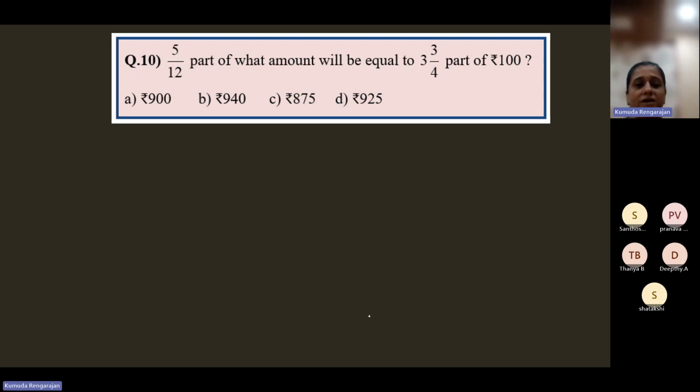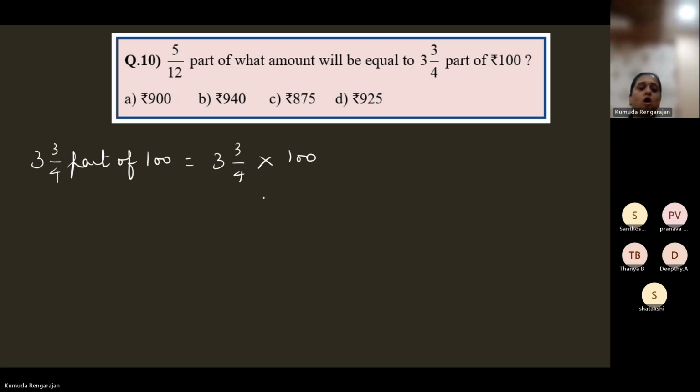No, ma'am. Okay. 5 by 12th part of what amount will be equal to 3 by 4th part of rupees 100? So let's first find 3 by 4th part of 100. Of means multiplication. 3 by 4th part of 100 means 3 by 4 into 100. Now change this mixed fraction to its improper form. So it's 15 by 4 into 100.